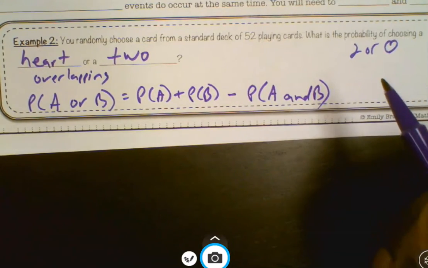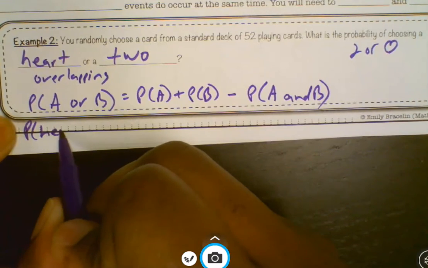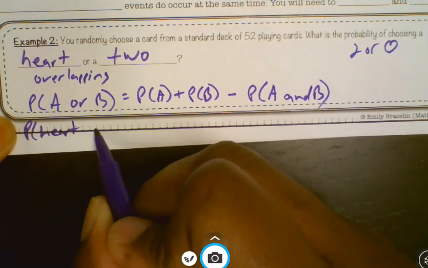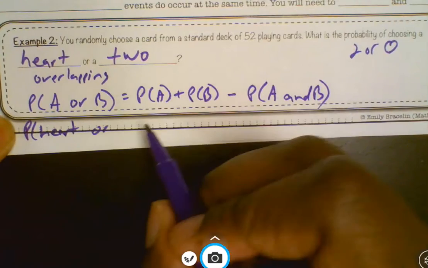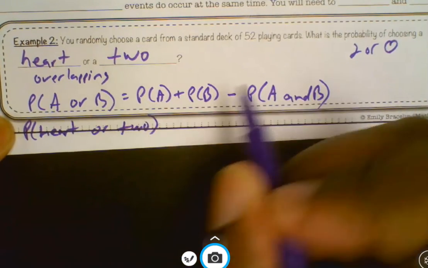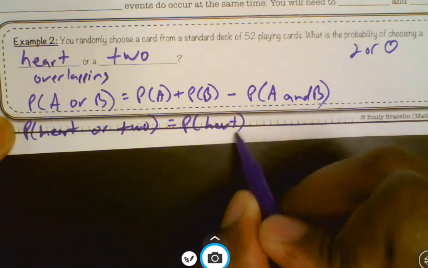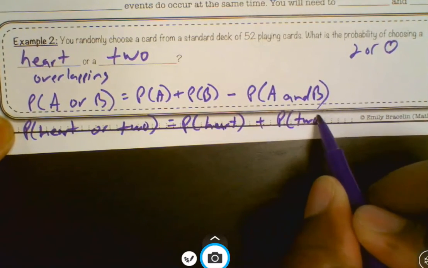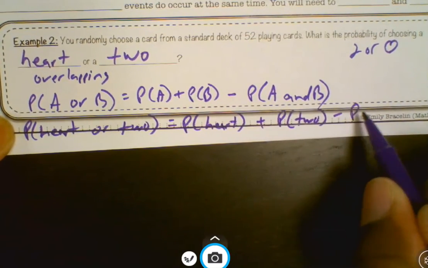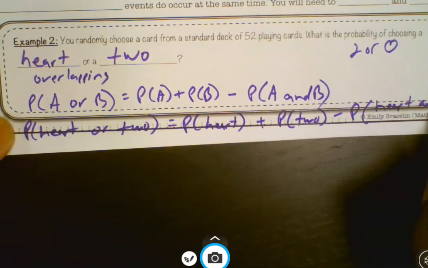The first thing in this problem is the probability of being a heart, or, so what comes after or is a 2. So you have to be a heart or a 2. The first thing we want is the probability of getting a heart. And we're going to add to that the probability of getting a 2. Then we're going to take away the probability of being a heart and a 2.